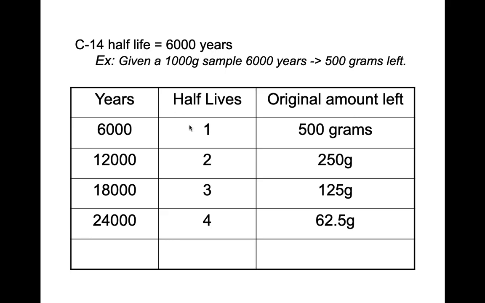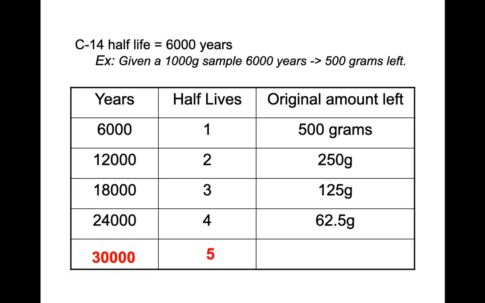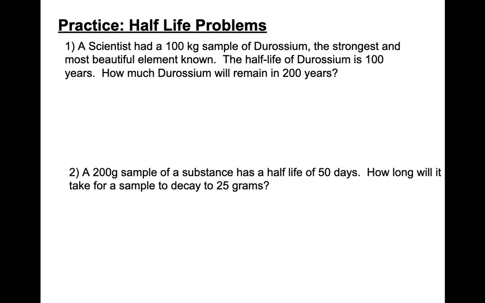After 6,000 years, one half-life would have gone by, and there would then have been 500 grams of carbon-14 because we started with 1,000 grams. After another half-life, it would be 12,000 years, and half of that, 500, would have decayed into 250. Another half-life, 125, and so forth. Every time we're decreasing the amount by half. By 30,000 years, it would have been 5 half-lives. What would the amount of carbon-14 have been? 31.25 grams.